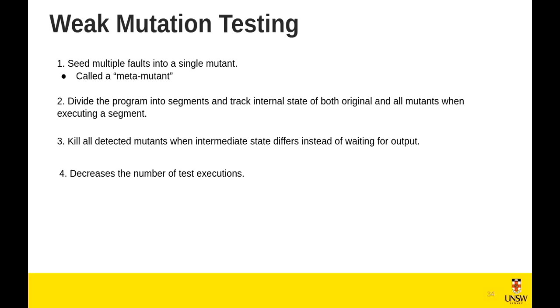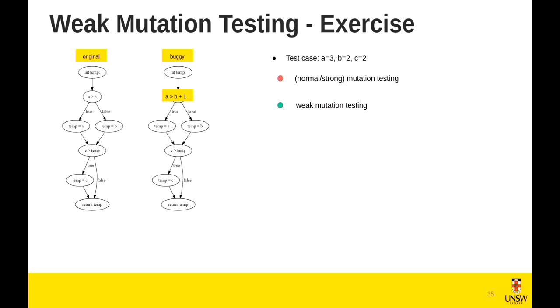And this actually helps us to decrease the number of test executions. And this is some kind of formal definition of how we do weak mutation testing and roughly how it works. Let's do an exercise to see how exactly it works. So let's consider the case study of the last question in assignment 1.